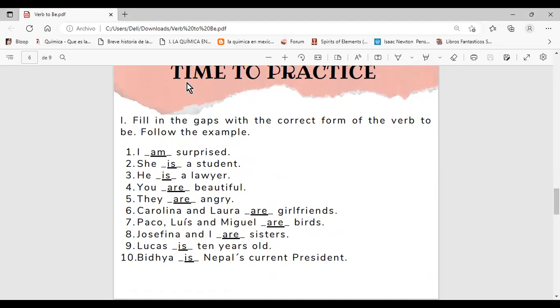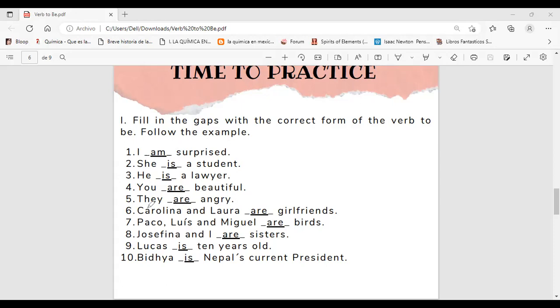Now, the next part. She is a student. Remember, she always uses is. He is a lawyer. Same thing. He always uses is. You are beautiful. They are angry.